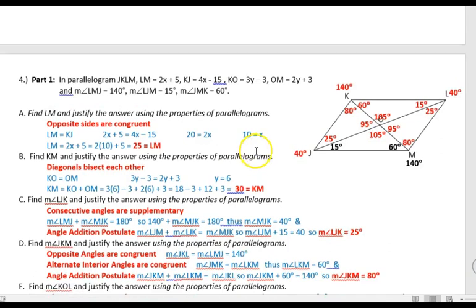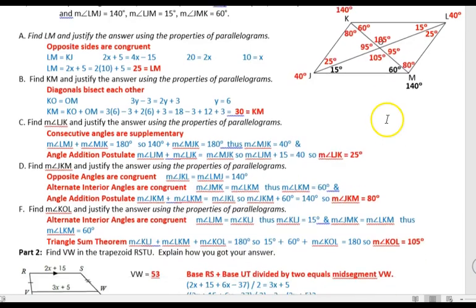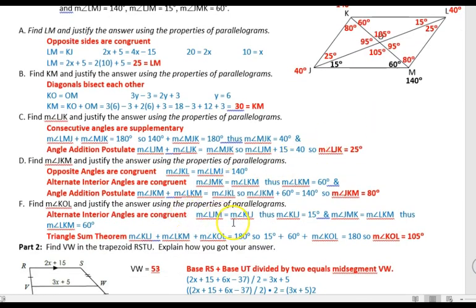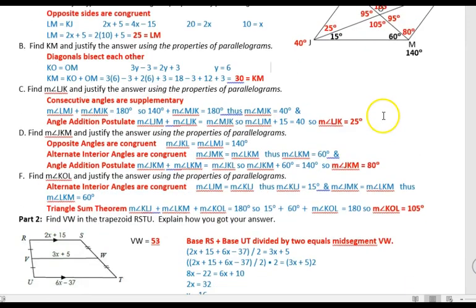Our last one is KOL. So KOL is this angle up here, and we're going to use the triangle sum theorem to find that one. So we're going to add the 60 to the 15, that's 75, and subtract that from 180, and that's how we got the 105. And I think we didn't have this 15 up here, sorry. So this 15 down here we would have put up there. Remember, I said when I did it that they're alternate interior angles. So that's how I would have got the 60 and the 15, and then add those together.